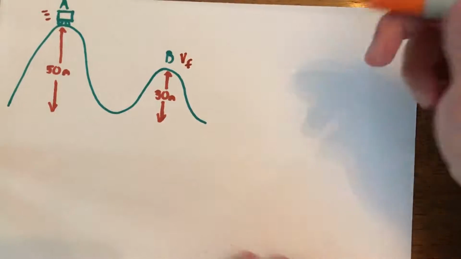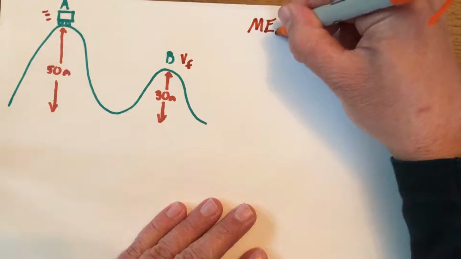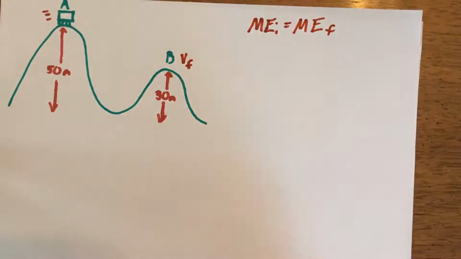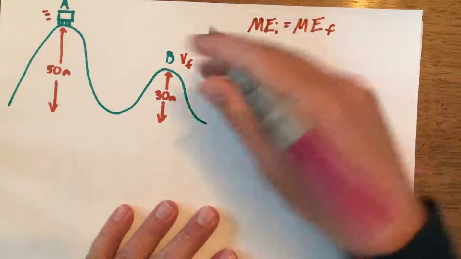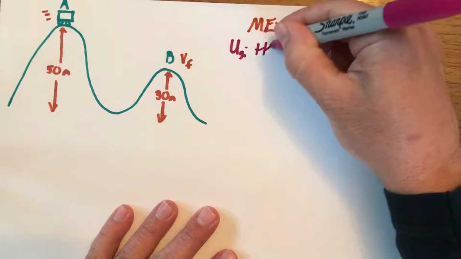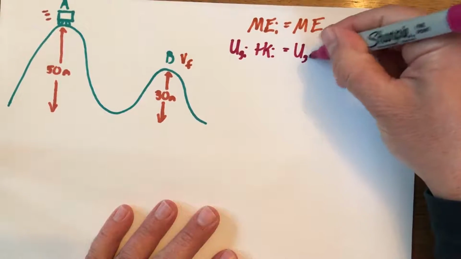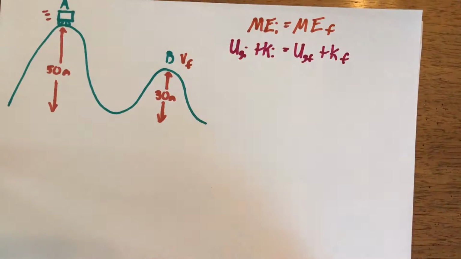So we're going to set it up the same way by beginning like this, that the mechanical energy initially in the beginning is equal to the mechanical energy in the end. So then, just like before, the next line would start to become something like this. The initial gravitational potential energy here plus its initial kinetic energy at point A has got to equal its final gravitational potential energy plus its final kinetic energy.